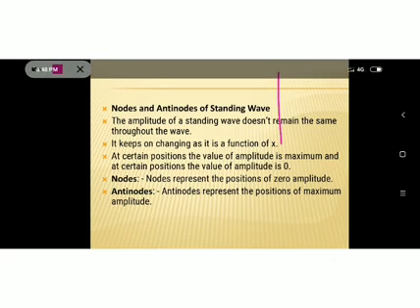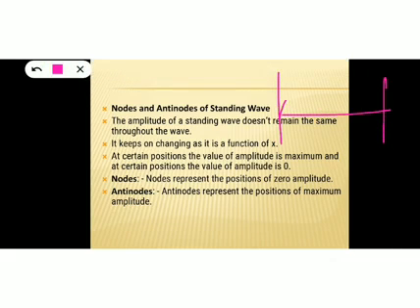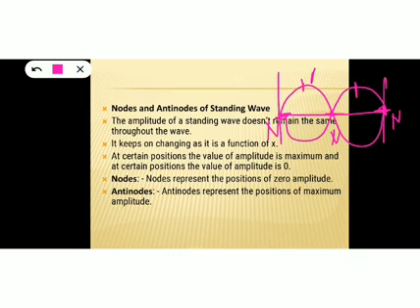So if you consider this as your standing wave, suppose this is a standing wave. Just consider these points. At these points, what is the amplitude? Amplitude is 0. So these points represent nodes because at these points amplitude is 0. Now consider these points. At these points amplitude is maximum. So these points are known as antinodes. Like this we can represent nodes and antinodes of a standing wave.